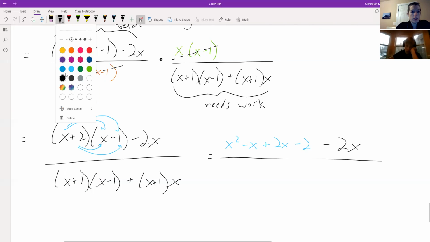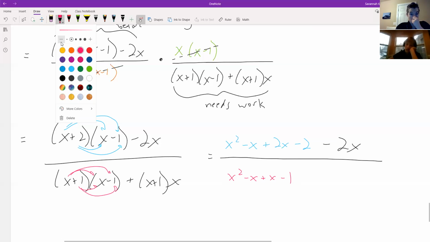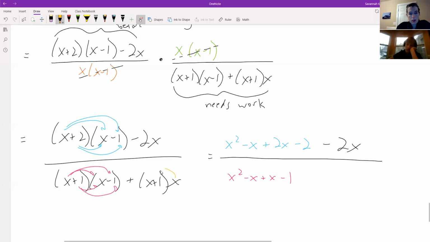And then similarly underneath here, in the pink, I'm going to choose pink. I can get x squared minus x plus x minus 1, I think. What's a good color that I haven't yet used? I'm not crazy about yellow, but let's see how that goes. I can actually distribute this x back into that x plus 1. Okay, so something like that.